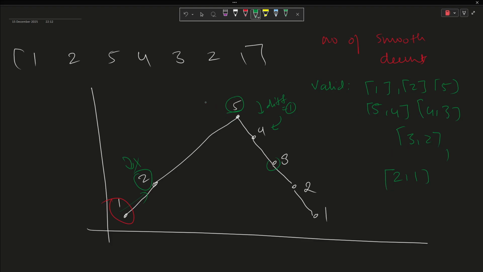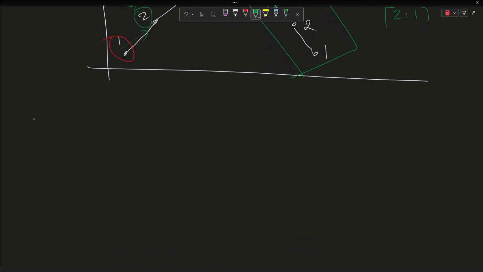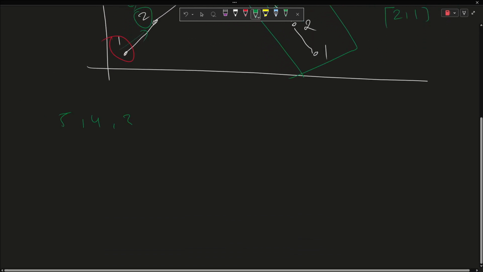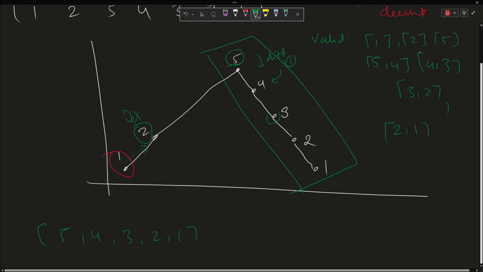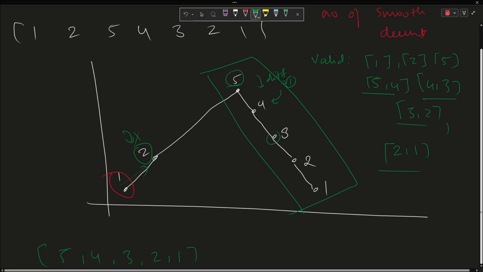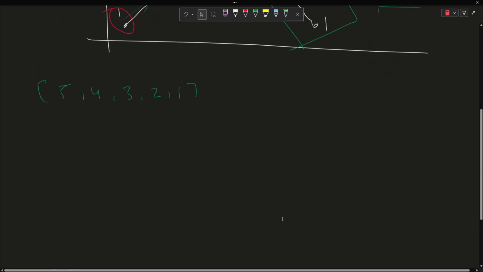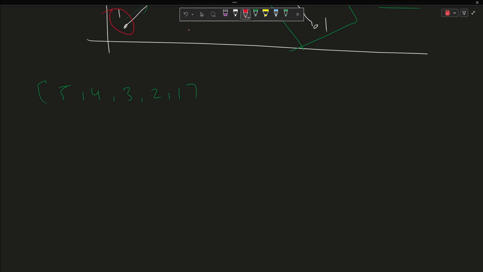If you see this entire thing, how many can we actually form? You have 5, 4, 3, 2, 1. There are different things we can form, not only these, like 5, 4; 4, 3; 3, 2. Not only this, we can form 5, 4, 3, 2, 1; 3, 2, 1; 4, 3, 2, 1, like this. These are also valid descents. So let's see how we can calculate. This entire thing is also a valid one. How do we calculate this?